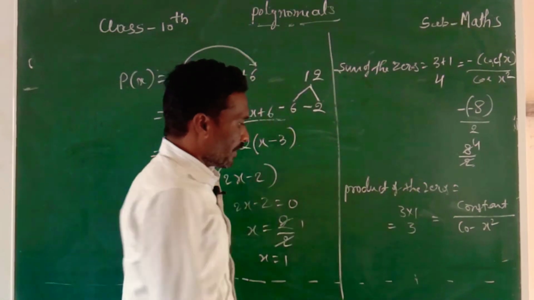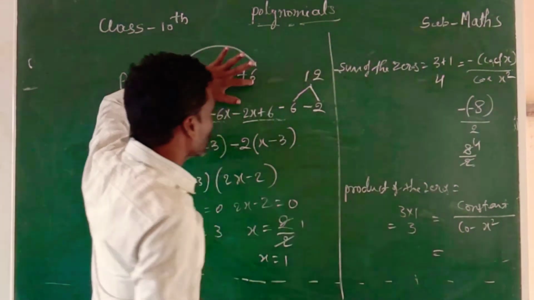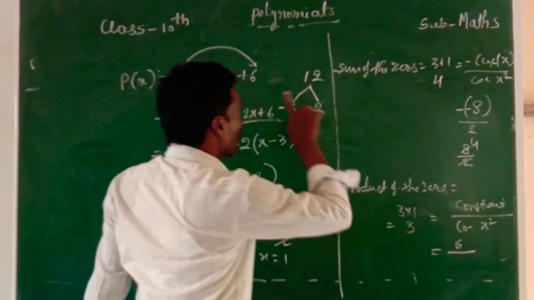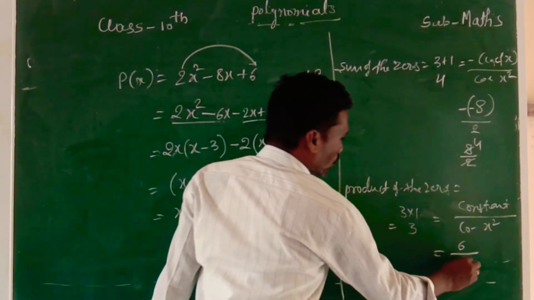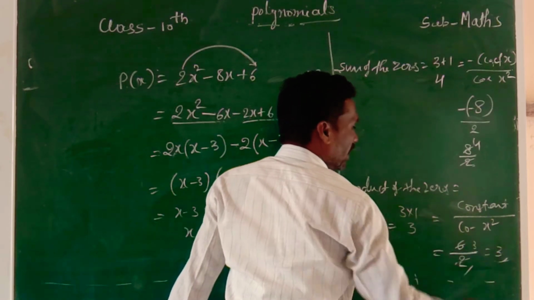See here, what is the constant value? The constant value is 6. And next, the coefficient of x square is 2. 2 1s are 3. So this is also going to be equal.